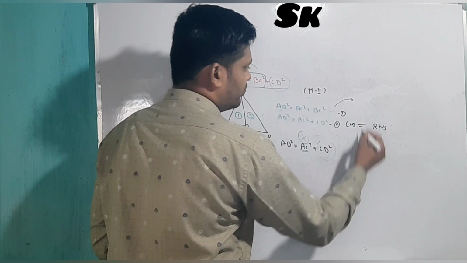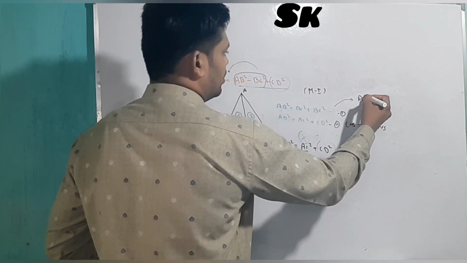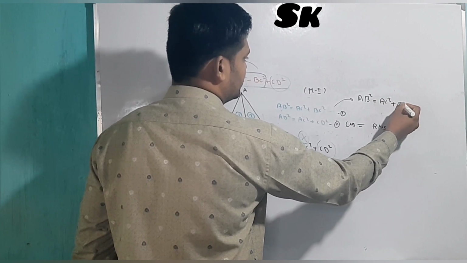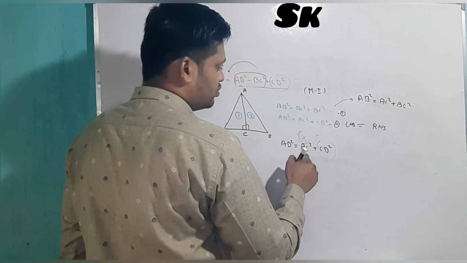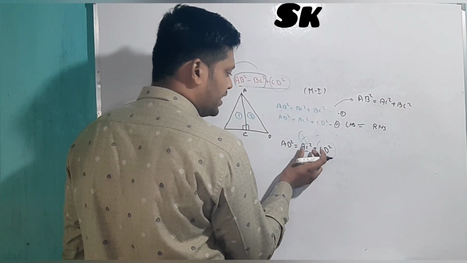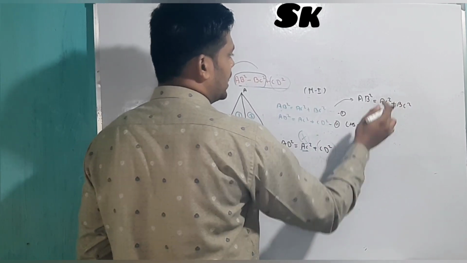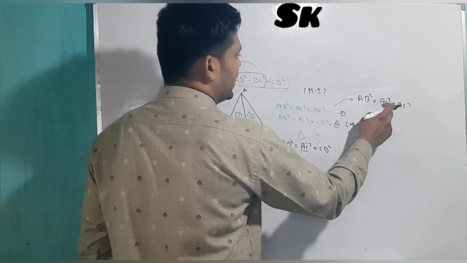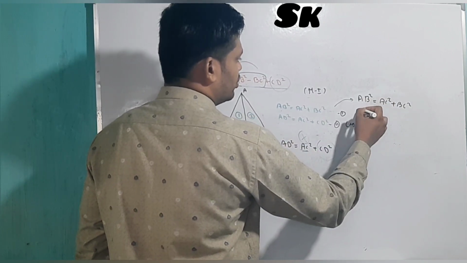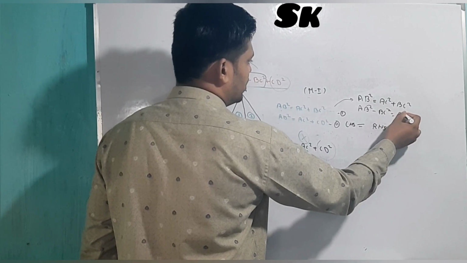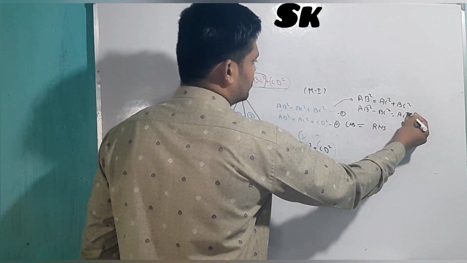So what we have: AB square is equal to AC square plus BC square. So if I need AC square, it should be alone, but AC is along with BC, it should be alone. So do one thing, you make AC alone, so it will come this side. So AB square minus BC square is equal to AC square. So what is the AC square value?